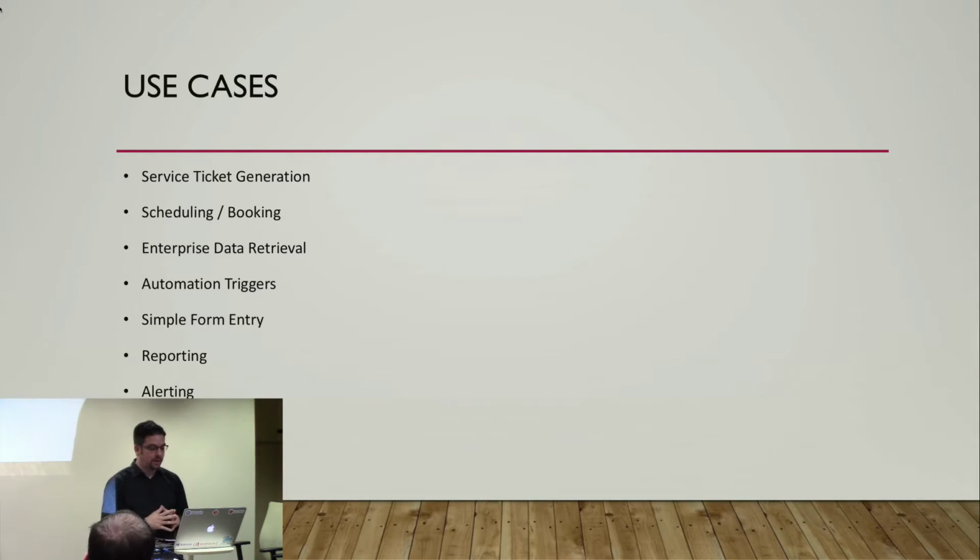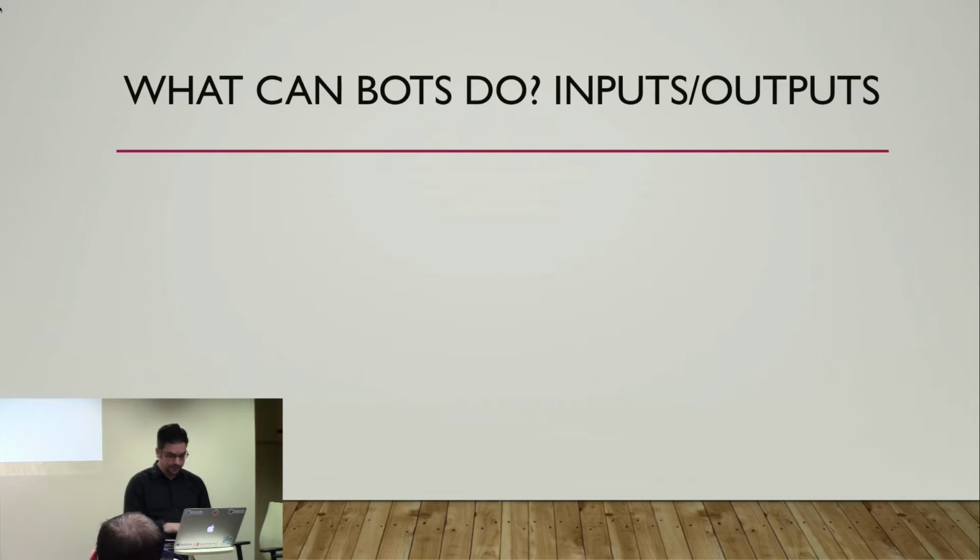But some other things that you can do as well is maybe some service ticket generation. For business purposes, I want to open up a ticket and interact with it through that medium without having to go to a website. Scheduling booking, that's pretty common. Enterprise data retrieval, automation triggers. A lot of times you'll see, and this is very geeky, people actually integrate their continuous integration builds using bots to kick off a build process and interact with it, almost treat it like a CLI in a way. And that's kind of neat. Simple form entry, reporting, alerting, and then FAQ or knowledge base.